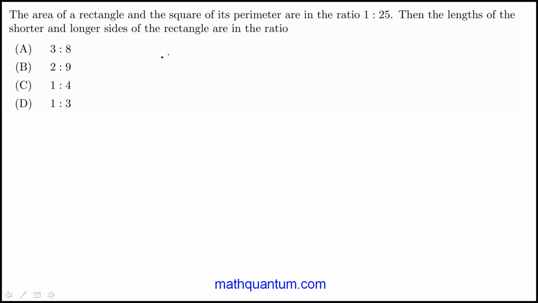So the first step to do here is to translate that relationship, which is the ratio of the area of the rectangle to the square of its perimeter. Perimeter is 2 times L plus W. You square that, that's 1 to 25.